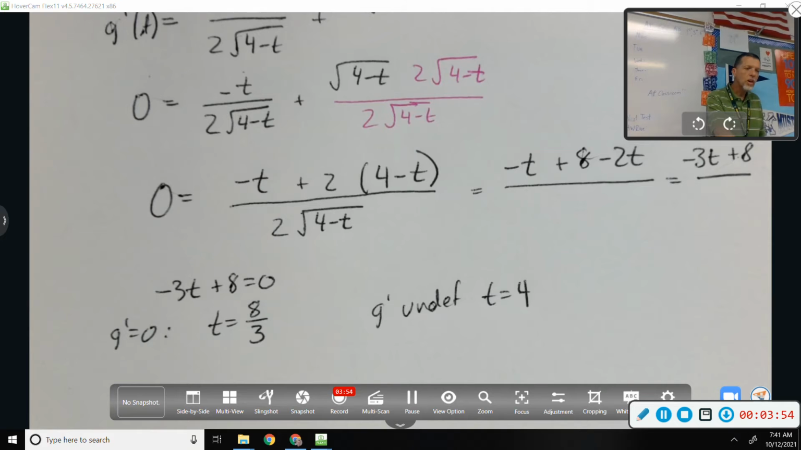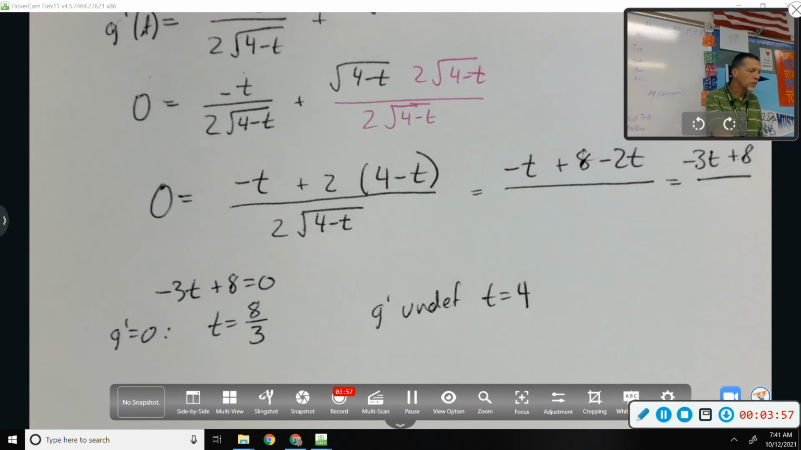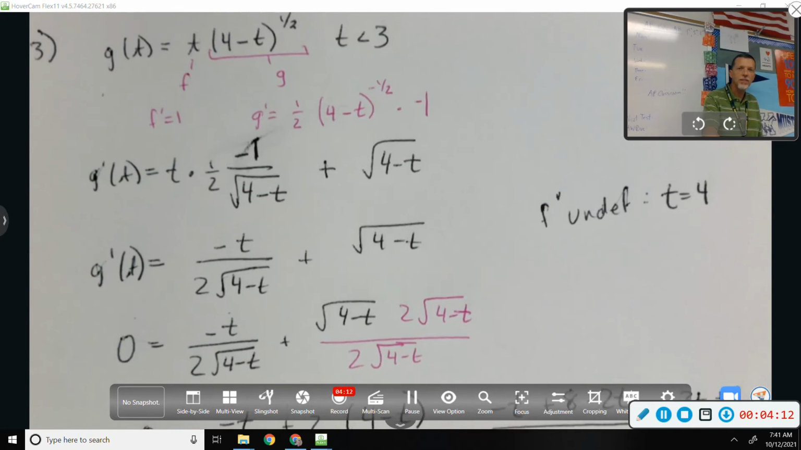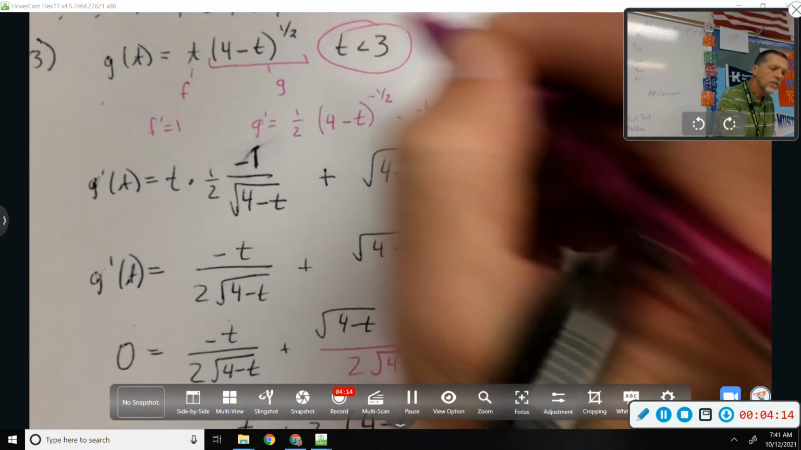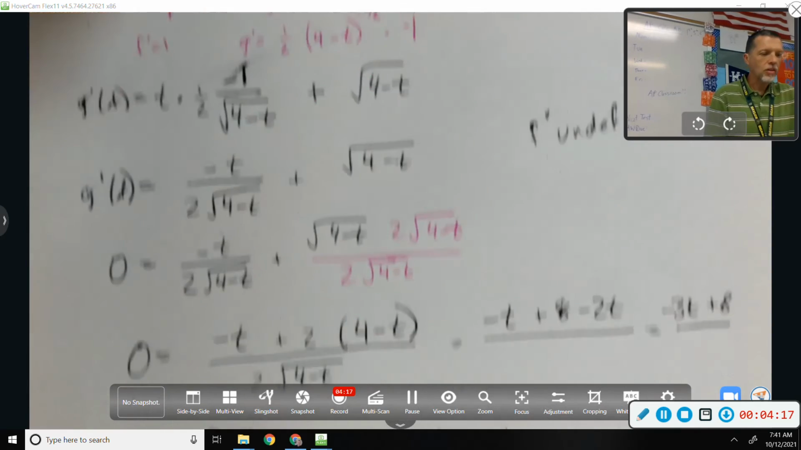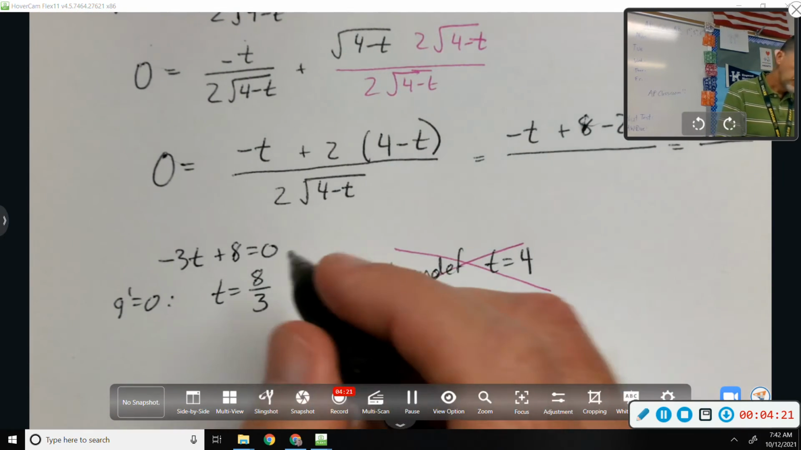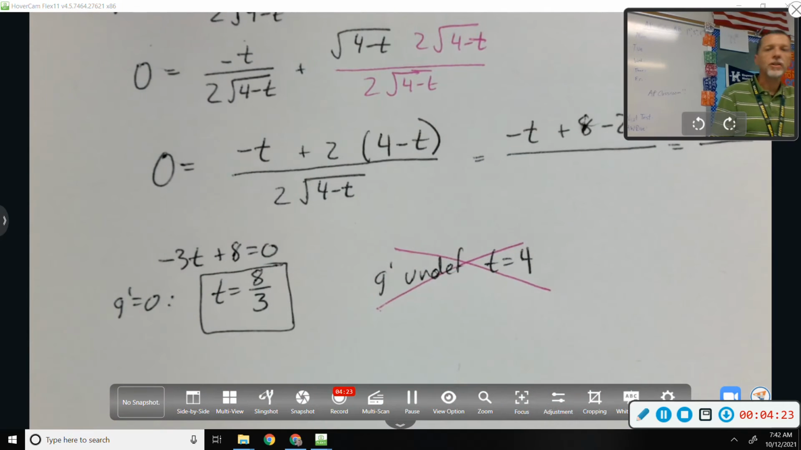critical numbers. Although, if I go back and reread the start of this question, one of those is no good. Pardon? Why? Yeah, at the very beginning it said t has to be less than 3. So any answer that's not less than 3 I can throw out because we're not really looking at that anyway. So we only have one critical number, 8/3.